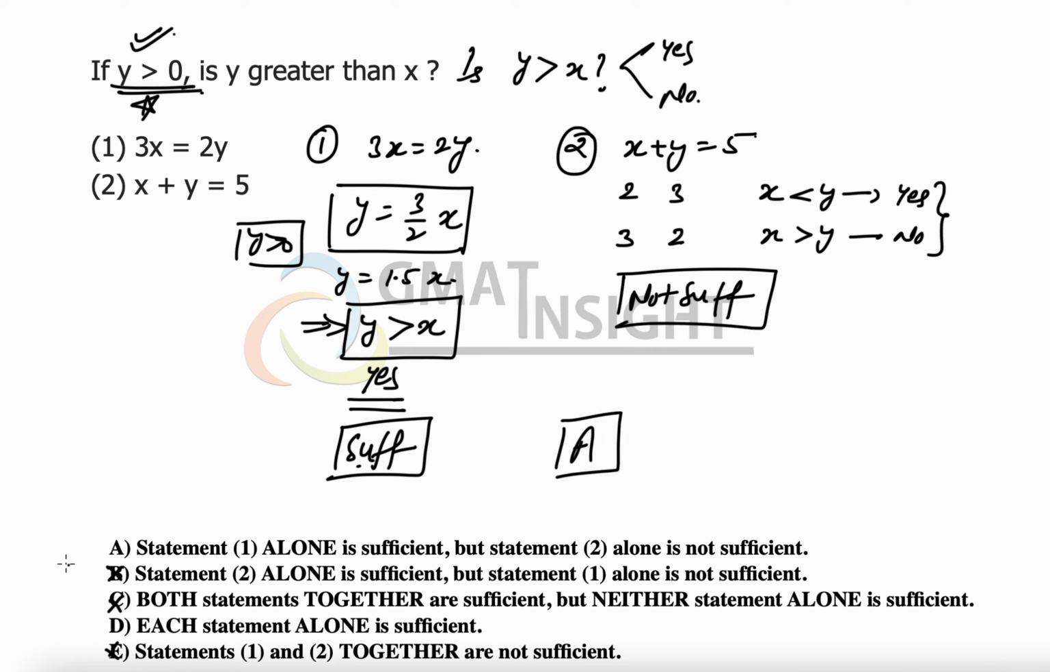Hence the final answer to the question becomes option A, which is statement 1 alone is sufficient but statement 2 alone is not sufficient.